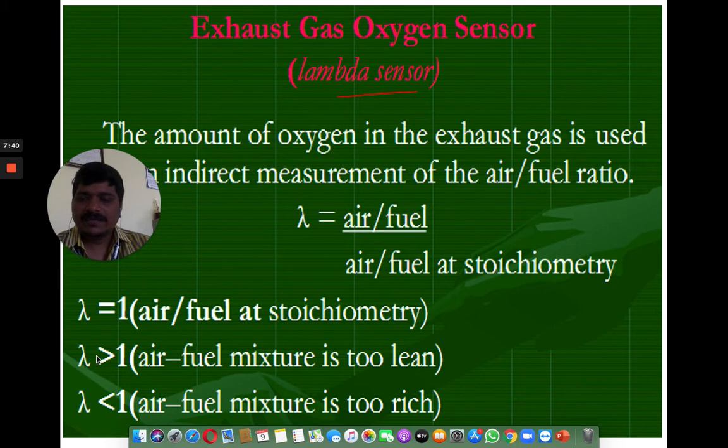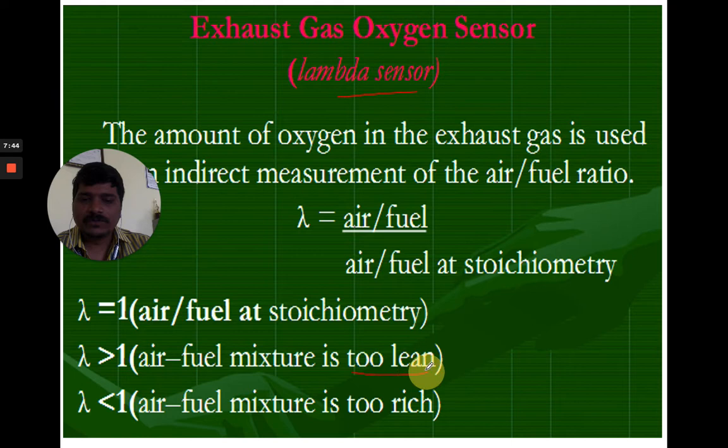If lambda is greater than 1, it will be too lean. If lambda is less than 1, the mixture will be too rich. So based on this, you are going to calculate the lean and rich conditions of a vehicle system.